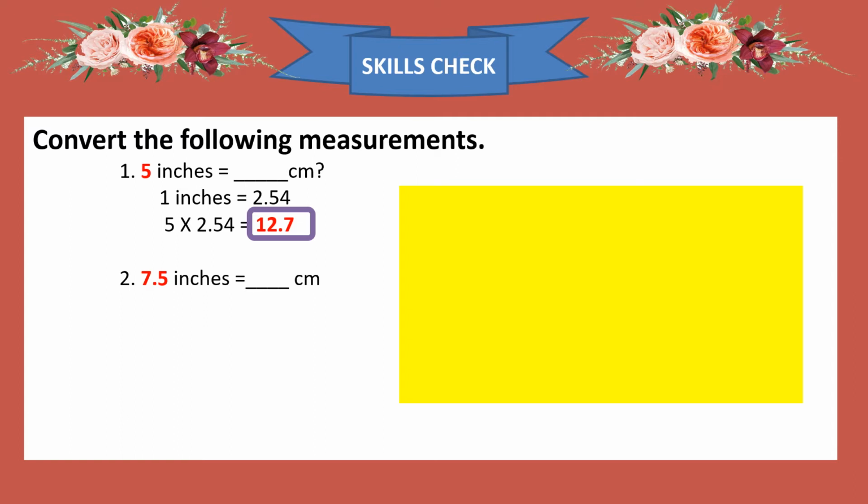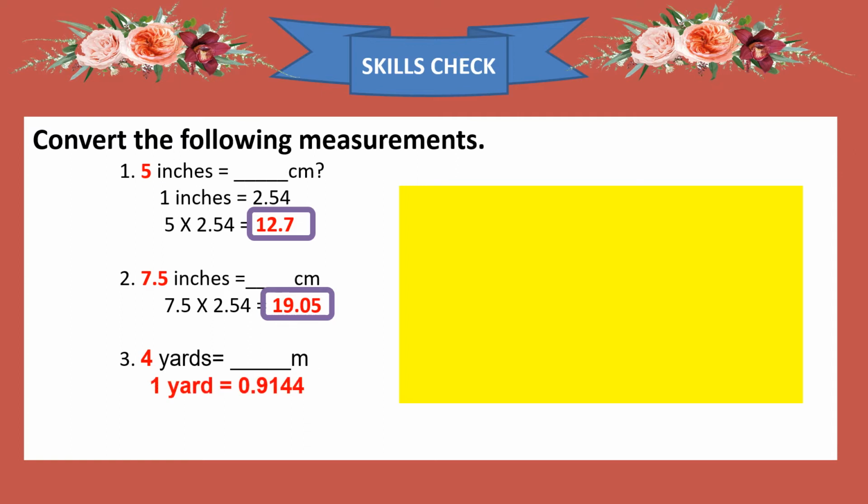Number 2: 7.5 inches is equivalent to how many centimeters? So the answer is 19.05. Number 3: 4 yards is equal to how many meters?